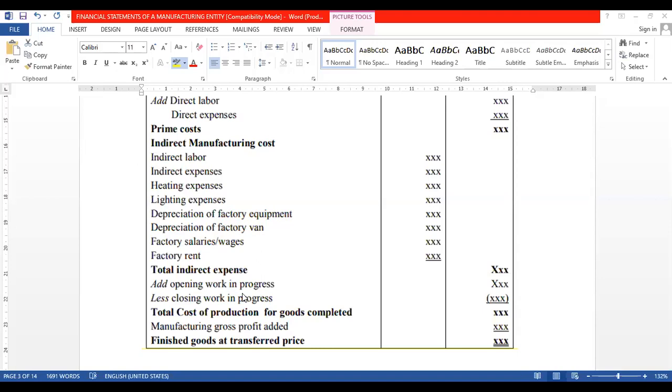From there, we'll add what we call manufacturing gross profit, for us to know what we have termed there as finished goods at transfer price. This is the amount that we refer to as purchases, right? Therefore, in the place of purchases in the trading profit and loss account, this is the amount that will go there.